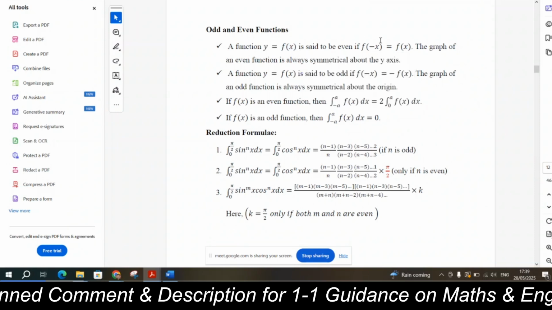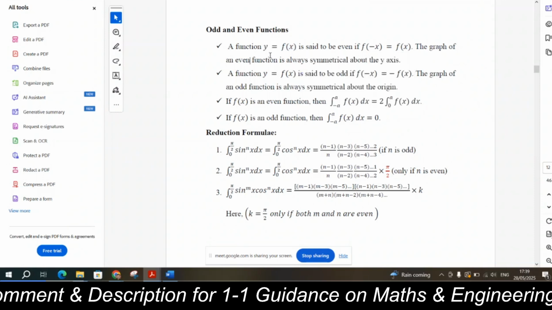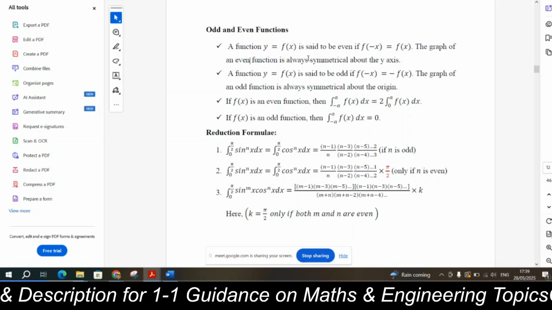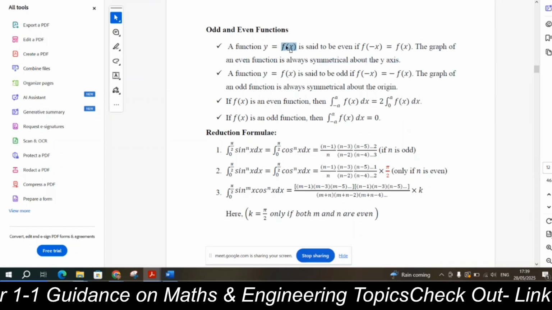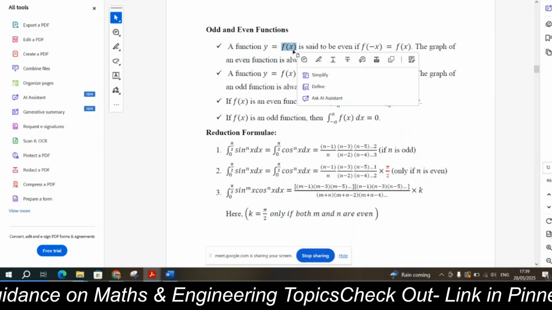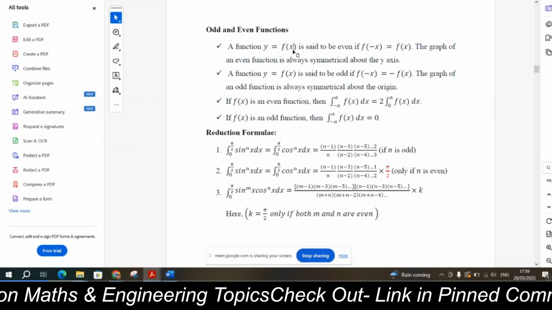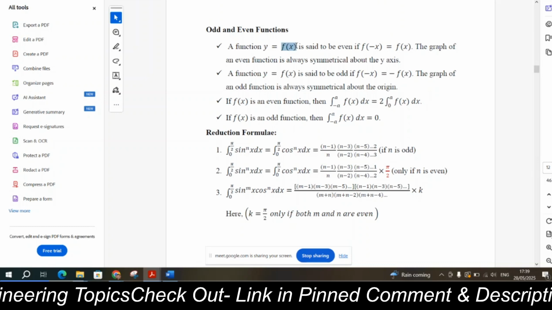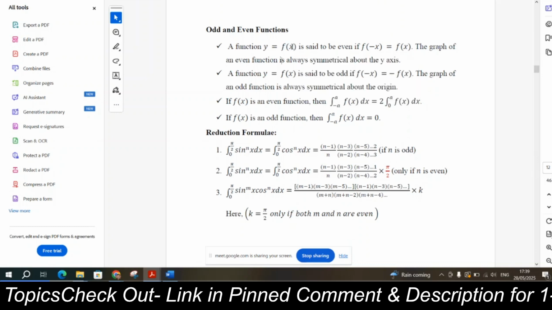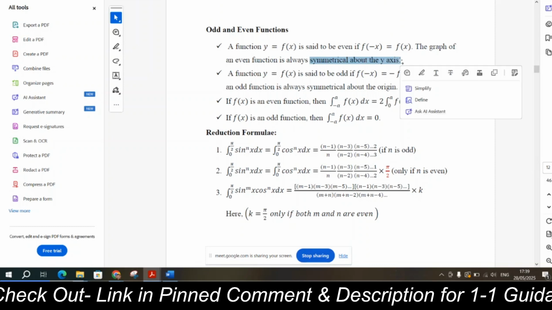in the form y is equal to f of x, it will be symmetrical about the y-axis. If you're looking at x equal to f of y, that will be symmetrical about the x-axis. The variable in the function is x in this case, and hence it is not symmetrical about x, but it is symmetrical about the y-axis.